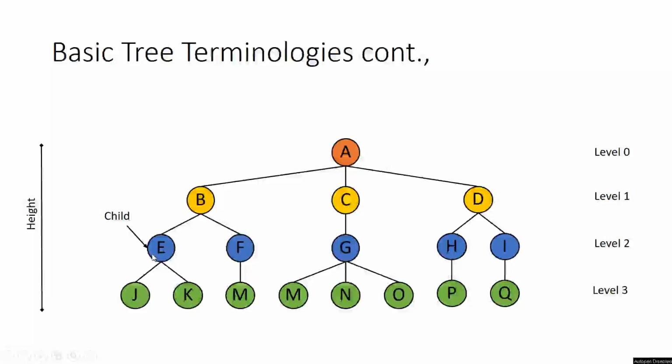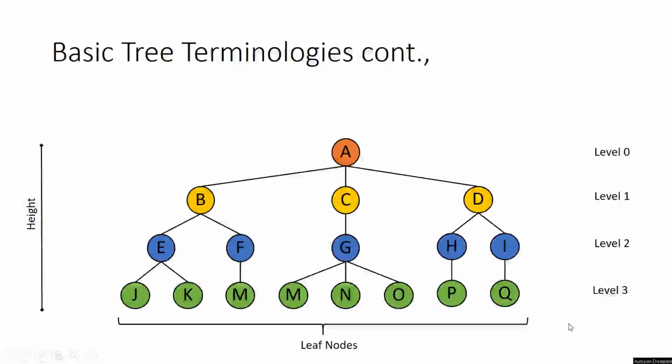E is a left child for B. Now this is called a subtree. We can say that from B, E, F, J, K, M also is a subtree. A part of a tree that comes under one particular section, a connected one, is what we call a subtree. Then all these, J, K, M, N, O, P, Q, are called leaf nodes.